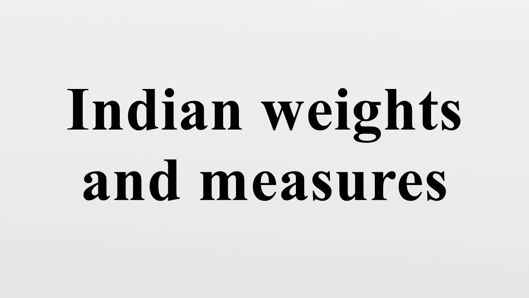1 chatank equals 5 bari, 1 adh parv equals 2 chatank equals 1/8 seer, 1 parv equals 2 adh parv equals 1 quarter seer, 1 adhere equals 2 parv equals 1 half seer. In Hindi, 1 half seer equals adhar seer, or adhere.